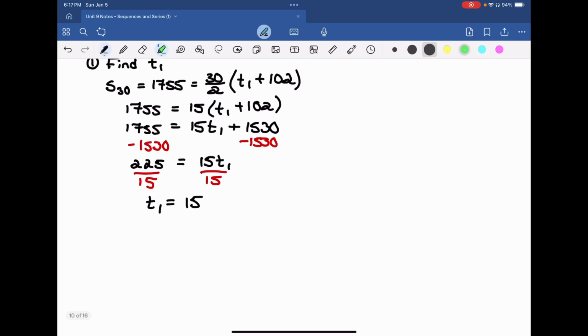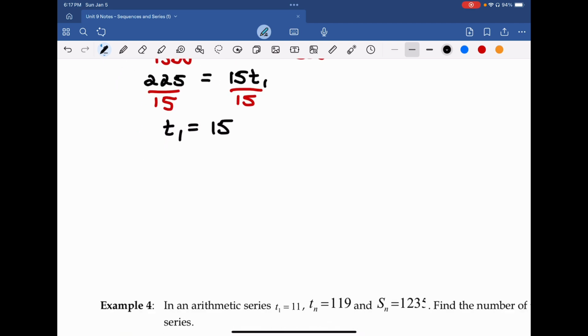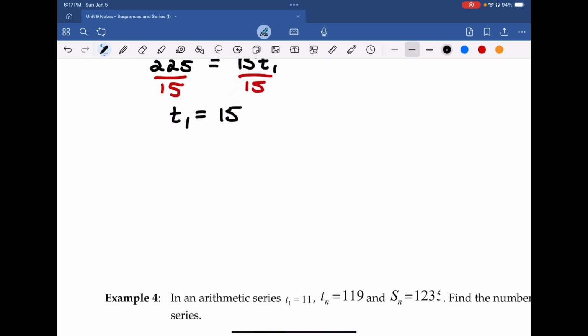And there's actually a pretty simplistic way of doing this now that we have T1 and we have a T30. If we want to find the common difference, which we know is D in this unit, D is equal to Tn minus T1 divided by n minus 1. Essentially what we're doing is dividing the difference in those terms by the amount of terms that make up the difference.